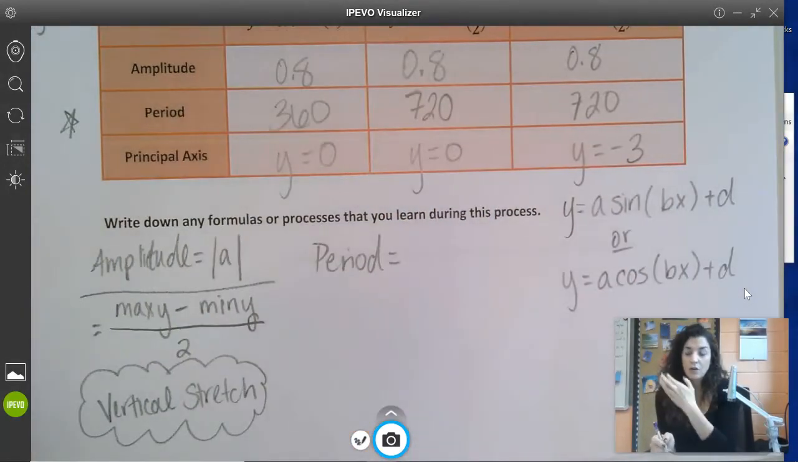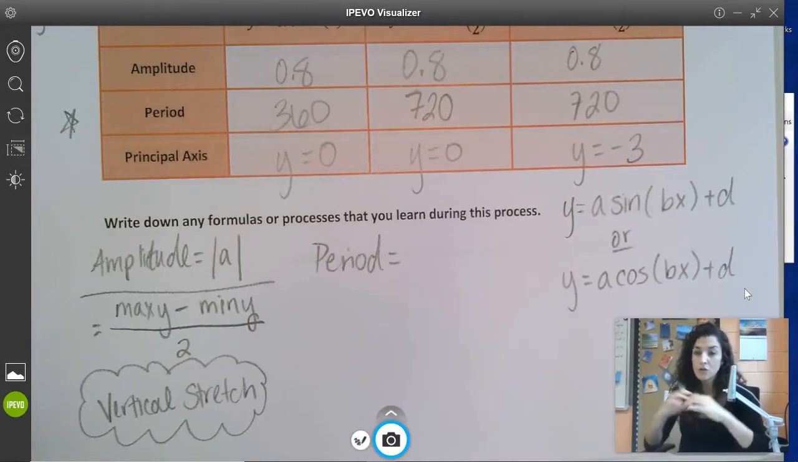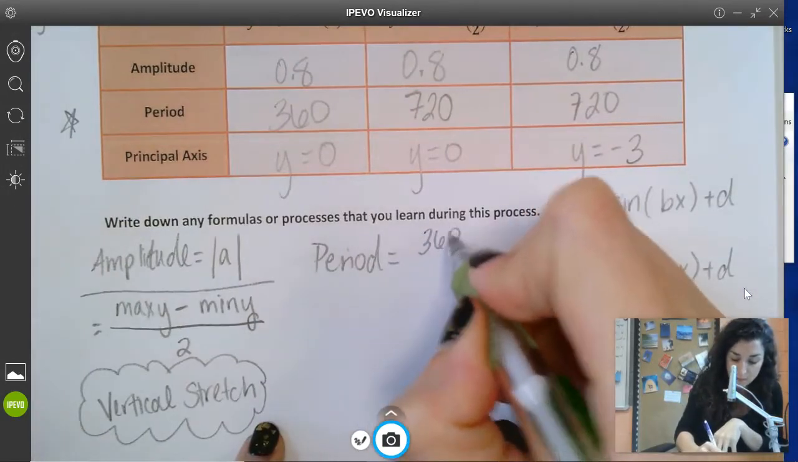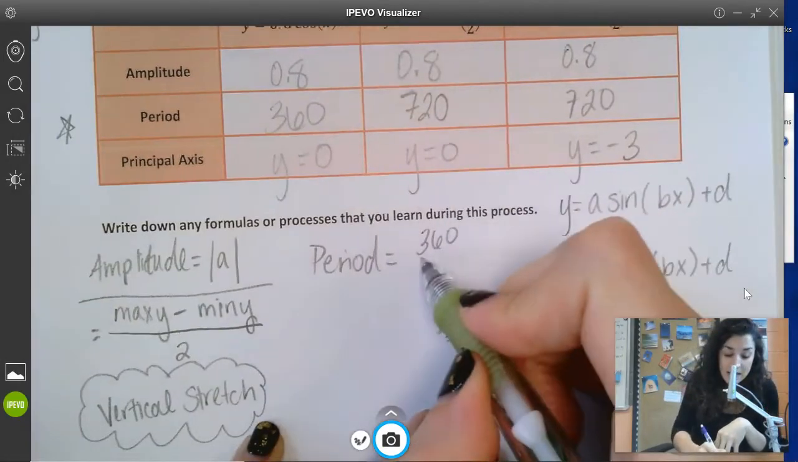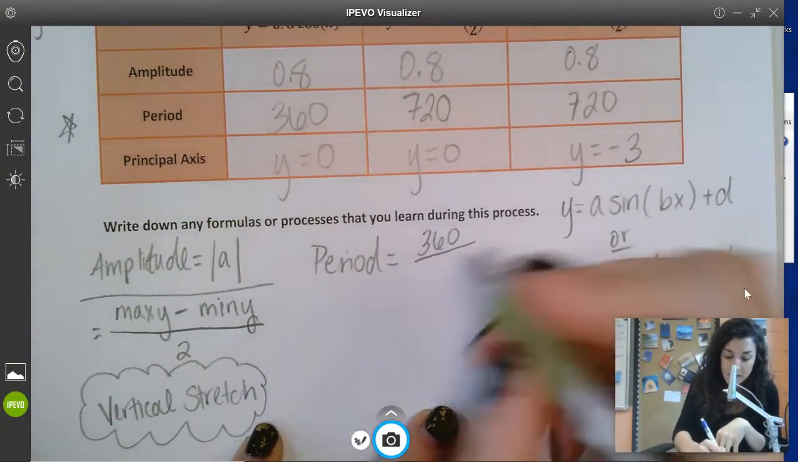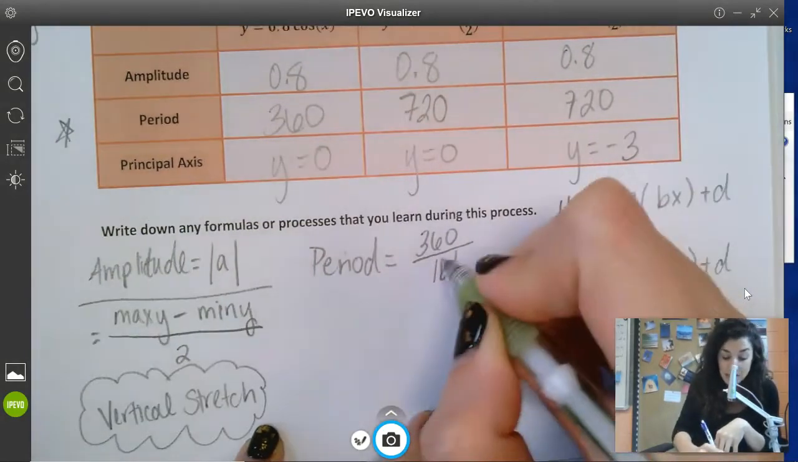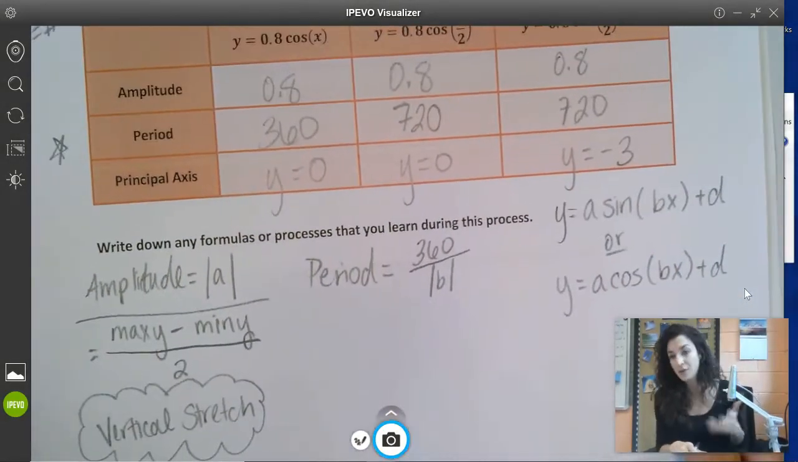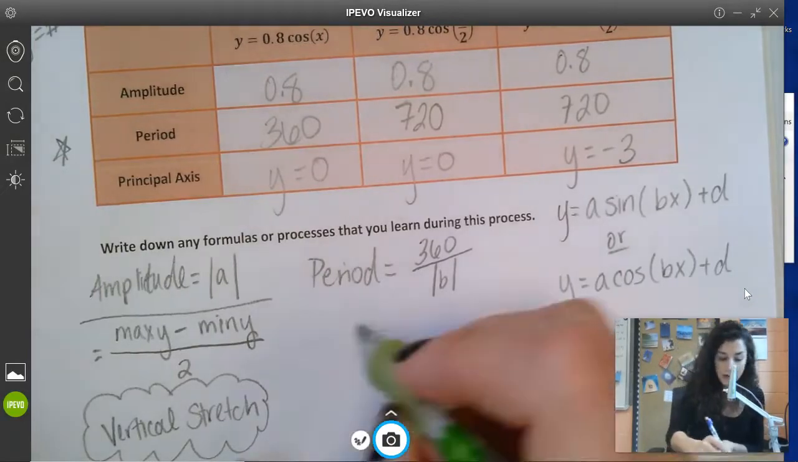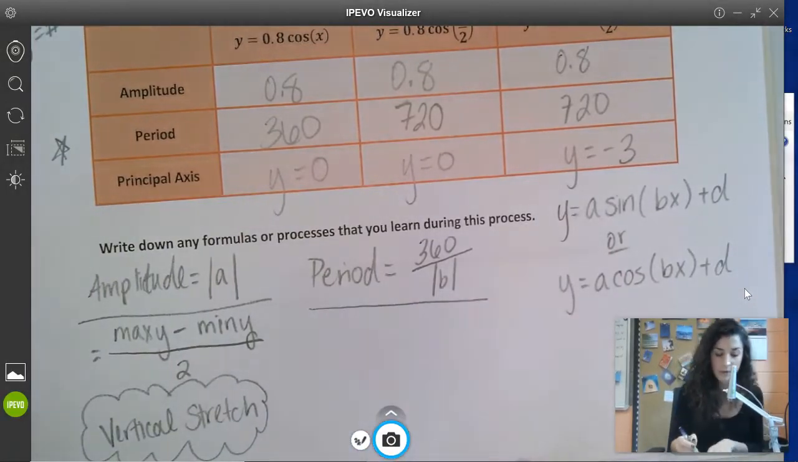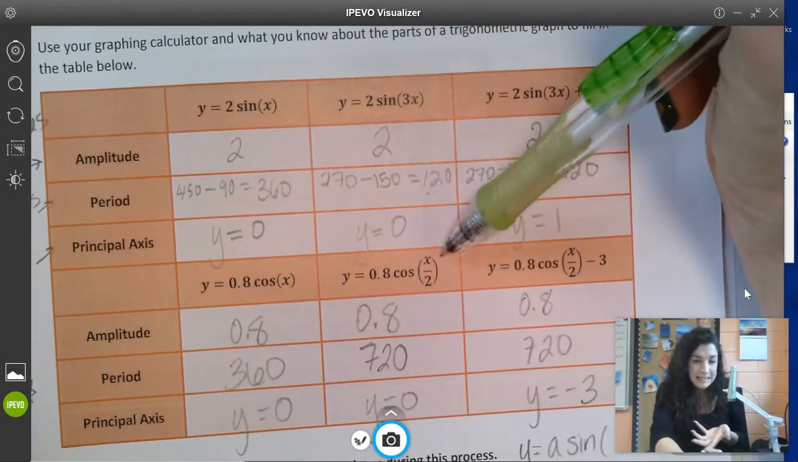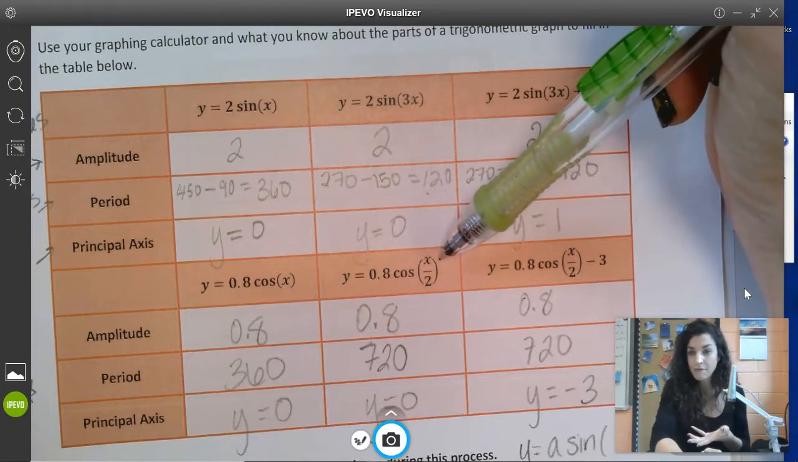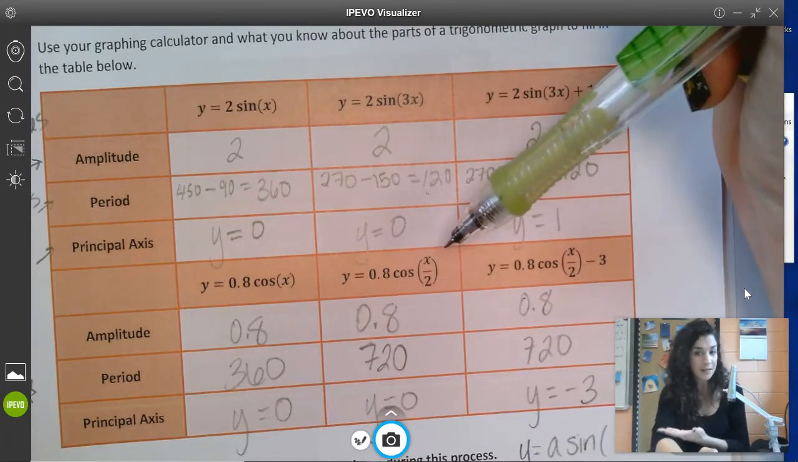Your period always starts with the idea of your universal period, which is one complete cycle is 360 degrees. So you always start with that, with the formula. And then you divide out whatever b is. And technically, because period is distance, you divide out the absolute value of b. We just take the positive value of whatever b is and divide it out from 360. So b here was 3, so we divided out 3. Technically, b here is 1/2, right? We divided by 2, which is the same thing as multiplying by 1/2.